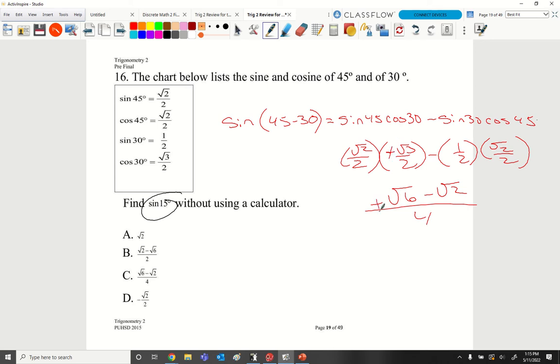Who got me on that one? Just the negative. Okay, you got me there. So thank you for identifying that.